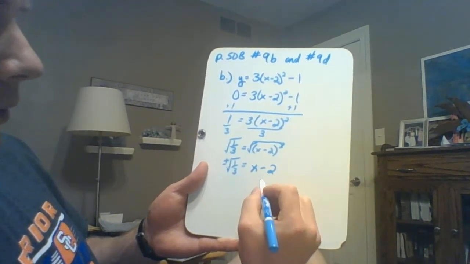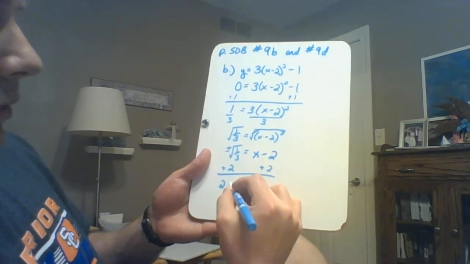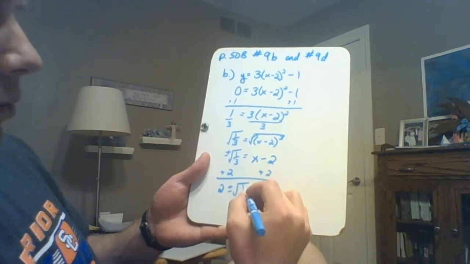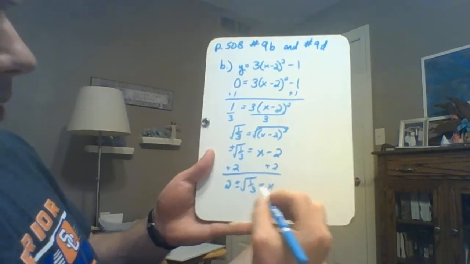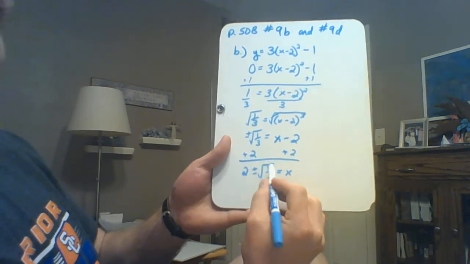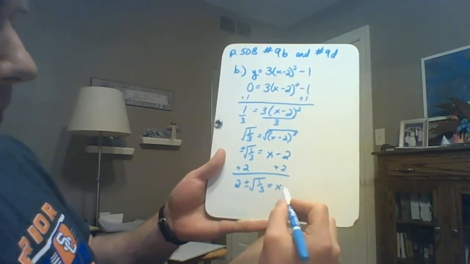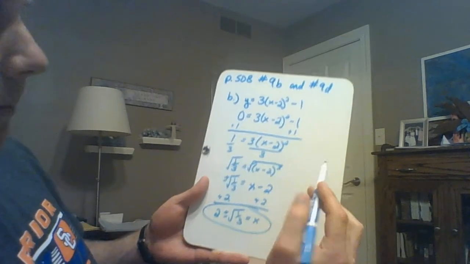So you're left with this, and then you add 2 to both sides. So the answer of 2 plus or minus square root of 1/3 is your x. Now you could type this in and get two answers: 2 plus square root of 1/3, write the decimal, and 2 minus square root of 1/3, write the decimal. And you get your answers there, okay?